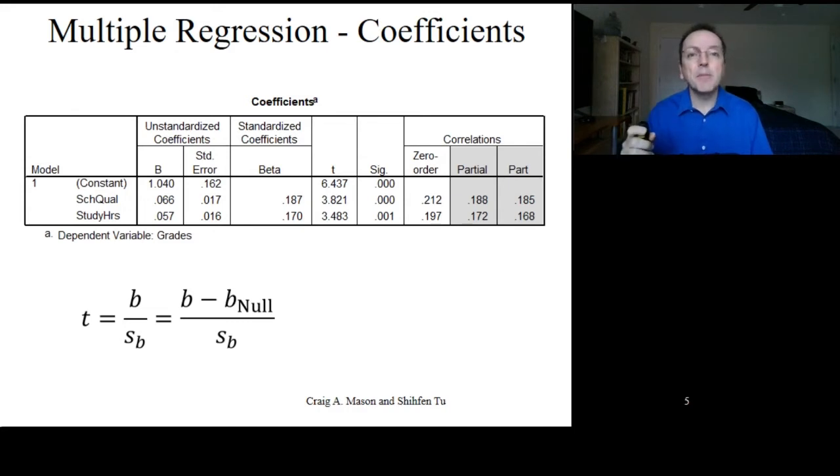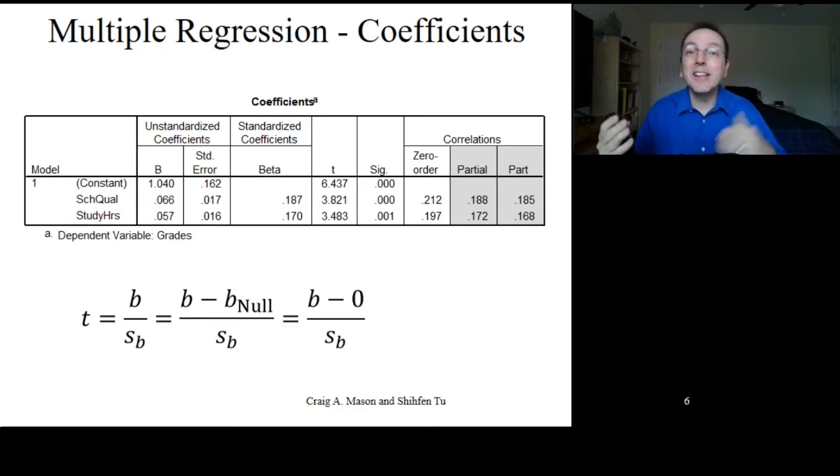Now think about it. What's b null? Well, in nearly all cases, it's the value for b that we expect to see if there's no effect. And in regression, b, that slope, has no effect when b is equal to 0. So do you see where I'm going with this?